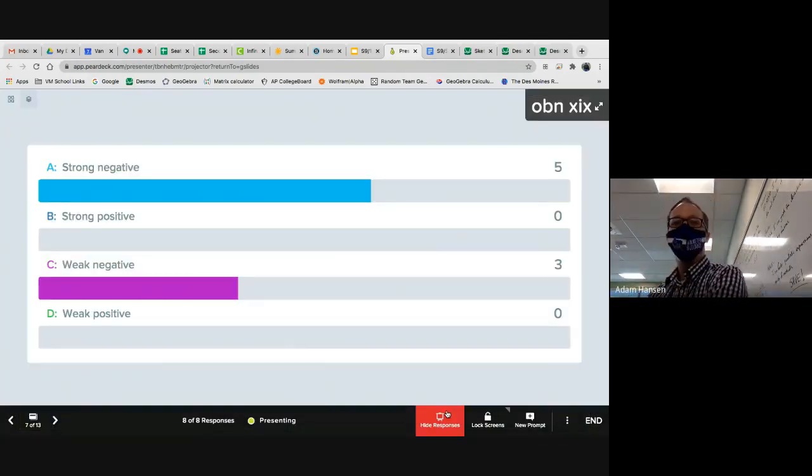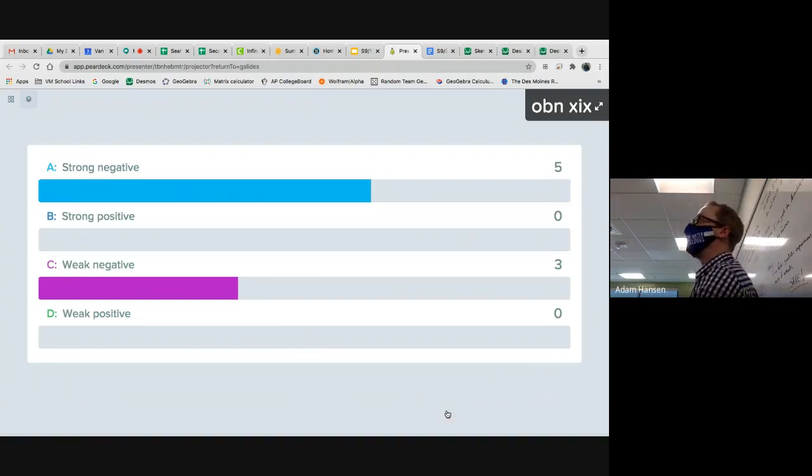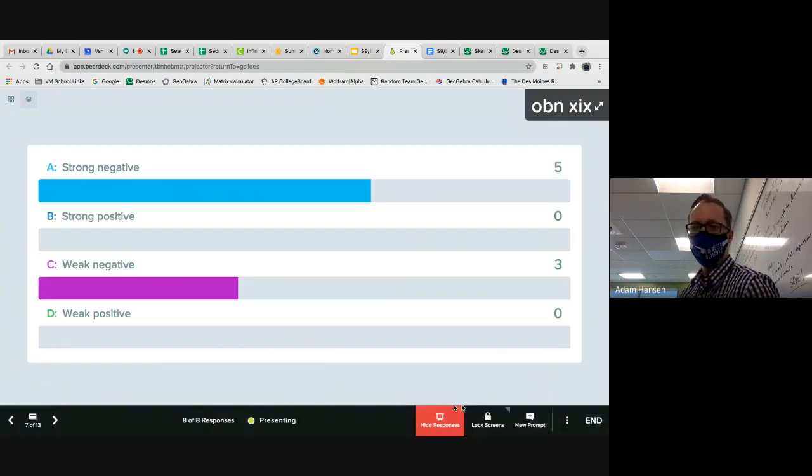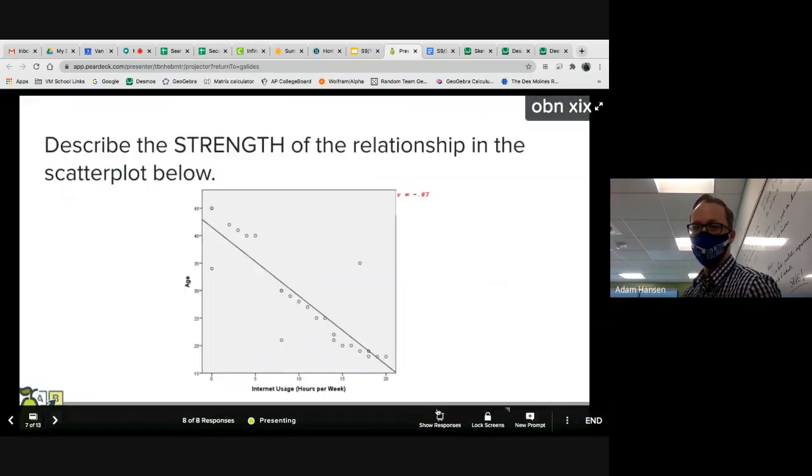I see a little bit more split. We're obviously all answering negative. 5 of us said strong. 3 of us said weak. I think I could make a case for both. Those of you who said strong, why did you say strong?